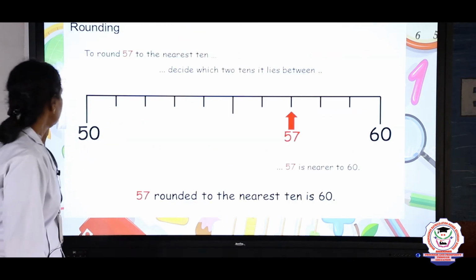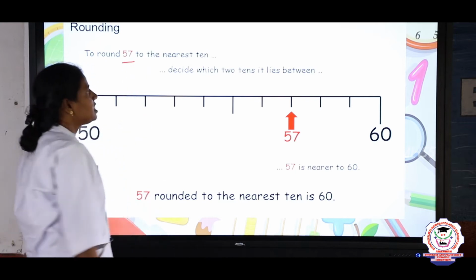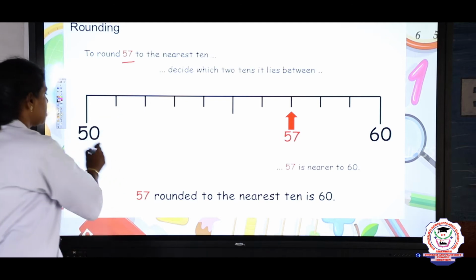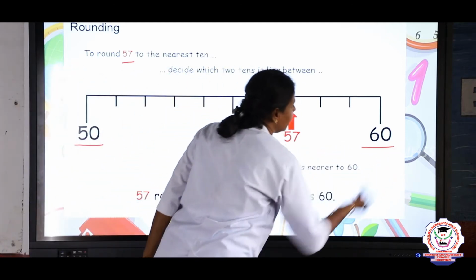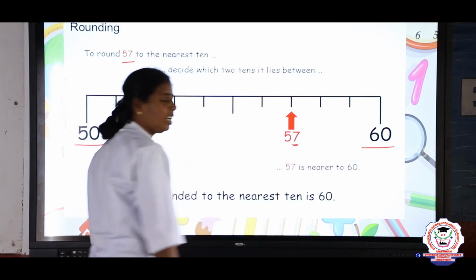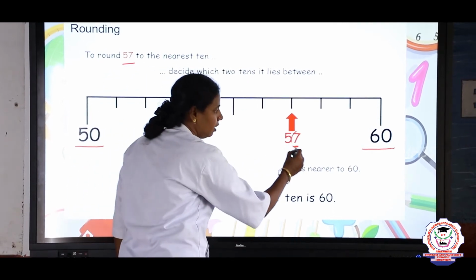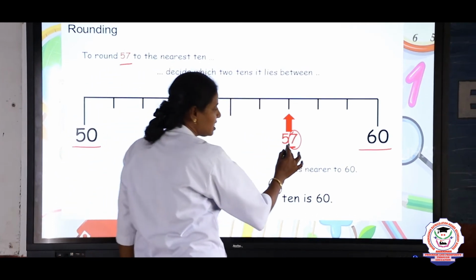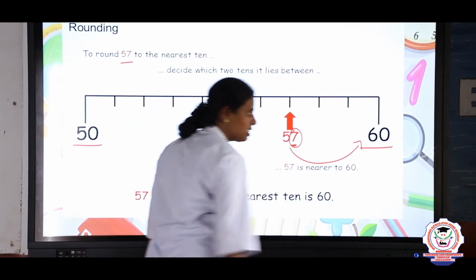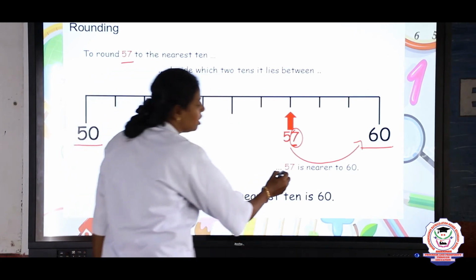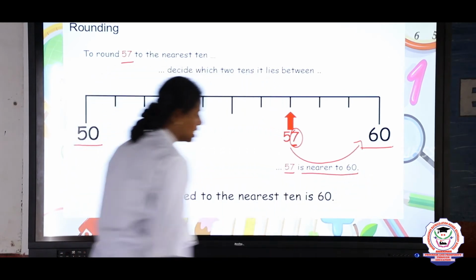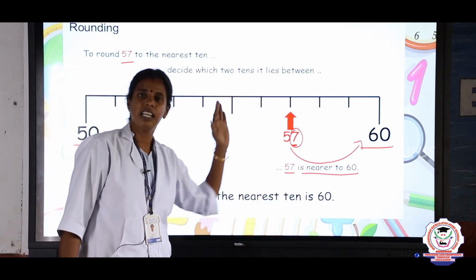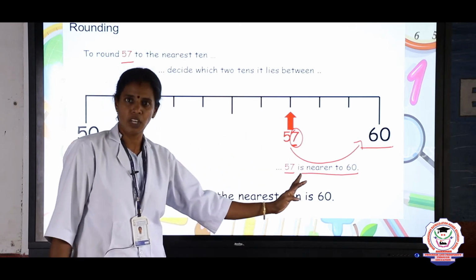So, the question here is 57 to the nearest ten. 57 will lie between which two numbers? 50 and 60. Here 57 is there, right. In the ones place, what is the number here? 7. 7 is greater than 5. So, if it is greater than 5, it will be rounded to the next ten, which is 60. So, 57 is nearer to 60. Therefore, 57 rounded off to the nearest 10 is 60. Is it clear how to round a number to the nearest ten?